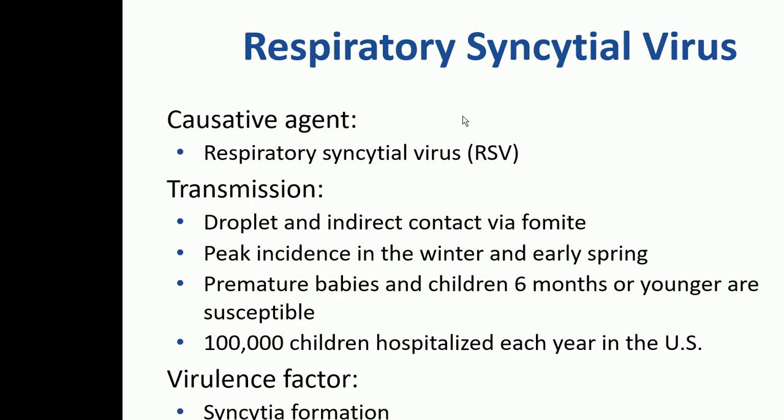Okay, the next is respiratory syncytial virus. This virus basically causes a respiratory infection. The transmission is through droplets and indirect contact via fomites, and usually the peak incidence is in the winter and early spring. 100,000 children are hospitalized each year in the US because of this virus. The virulence factor is syncytial formation.